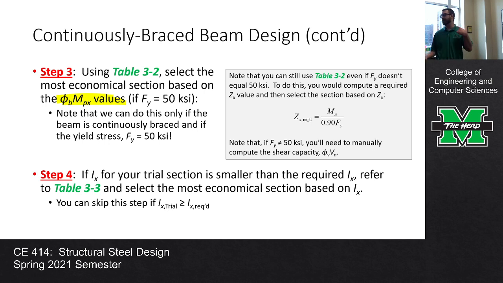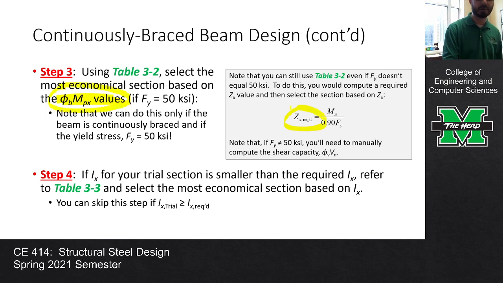And it's really simple because table 3.2 is based off of 50 KSI steel. If you don't have 50 KSI steel, you could still use table 3.2. Instead of going in with the phi MP value, you would just go in with the ZX required value. And you could still do this with 50 KSI as well. It's just a little more cumbersome and really not necessary. That'll become clear again as we get into an example.